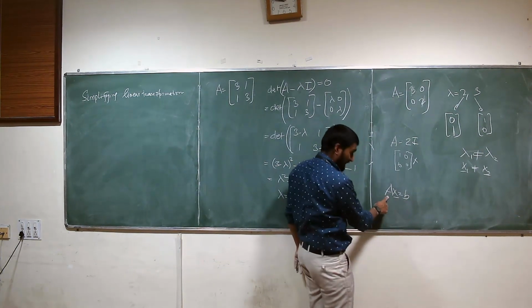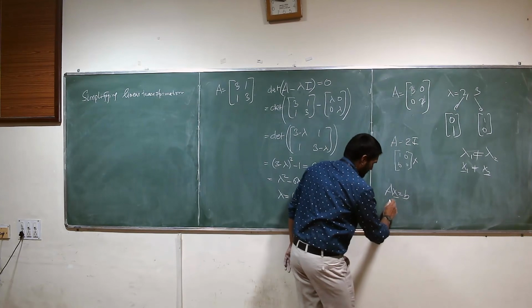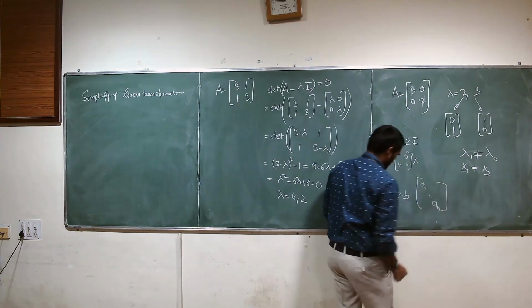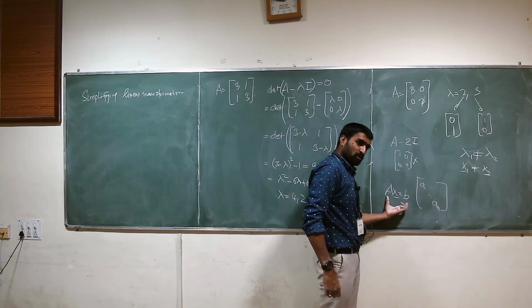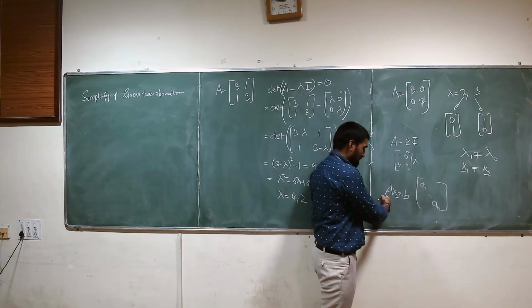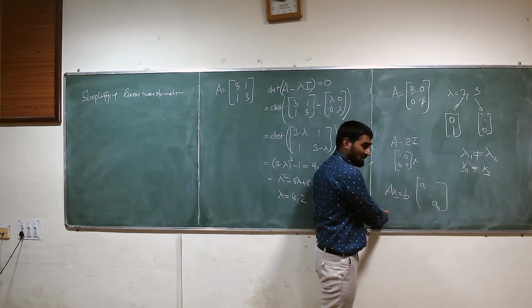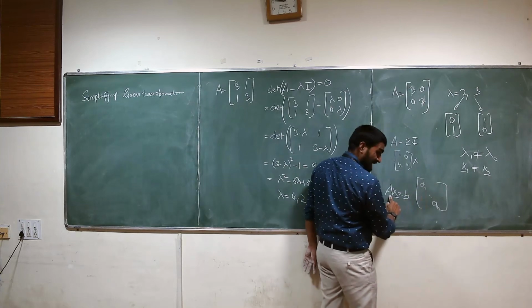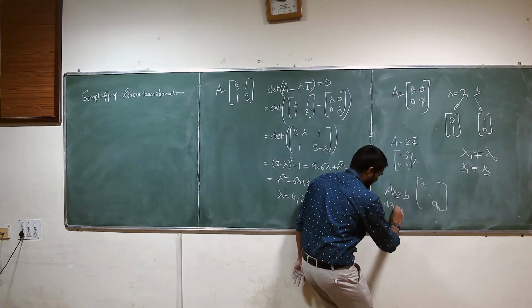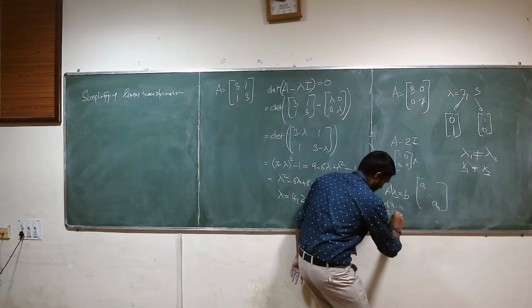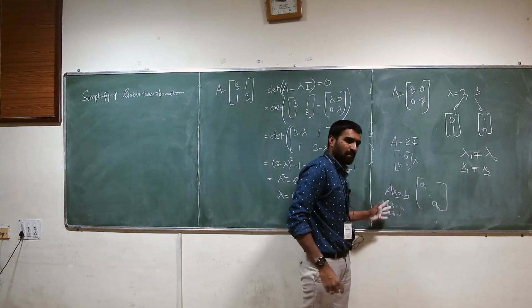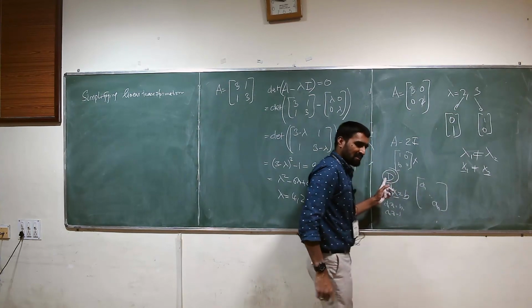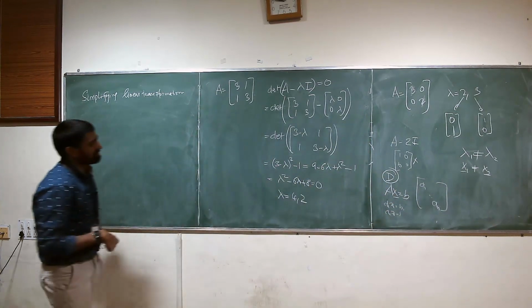Because if A was diagonal, let's say A was like this, d1, d2, dn, then this equation goes from a set of simultaneous linear equations to a set of decoupled linear equations. Because d1 times x1 is b1, d2 times x2 is b2. So there is no relationship between them. You can solve them all independently. So diagonal matrices do simplify things because they remove coupling between things.